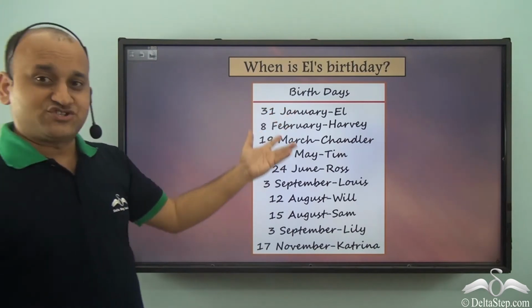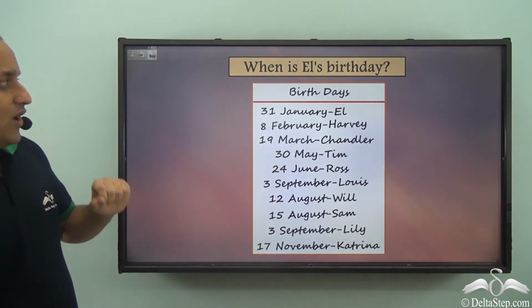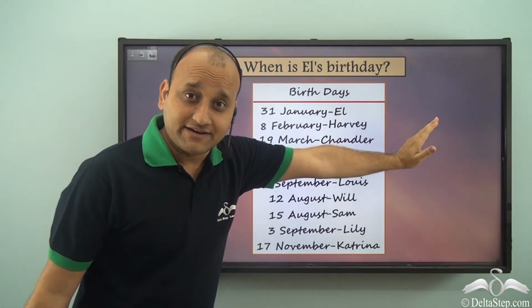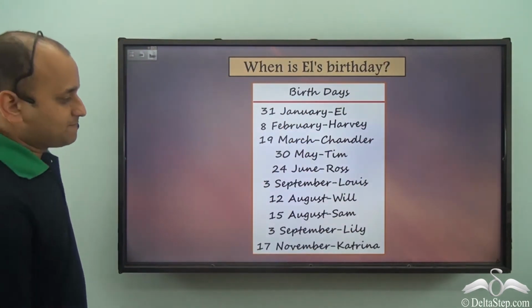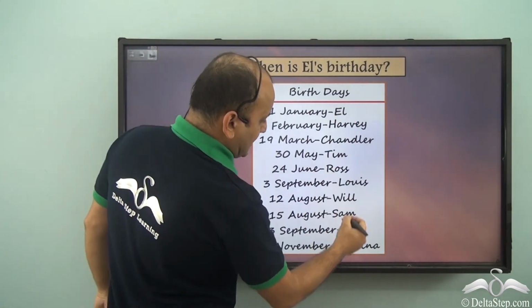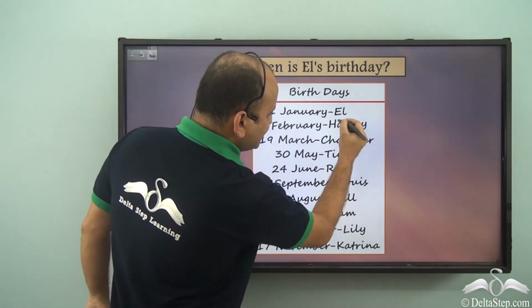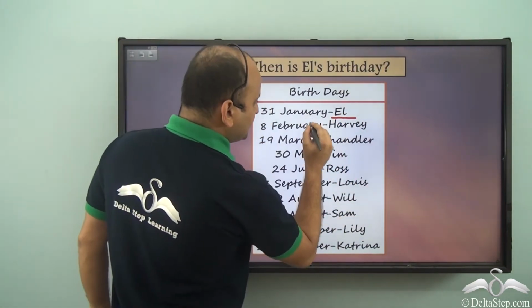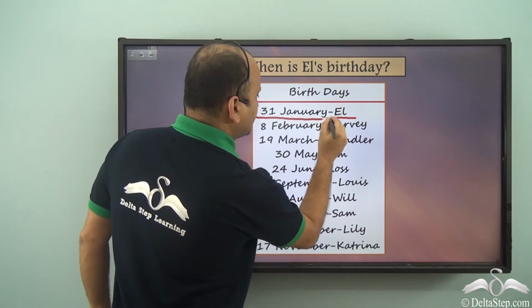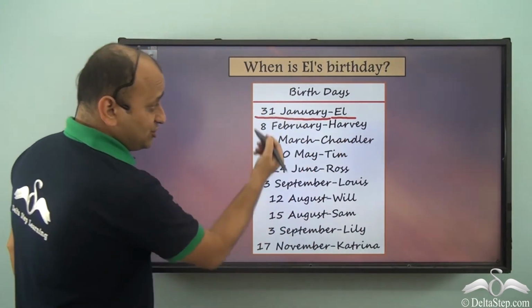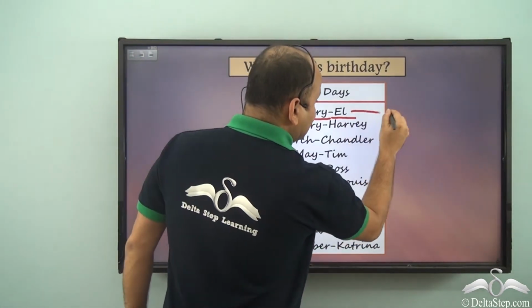So, you have a list of birthdays. Now, what if I say, when is L's birthday? Can you find it? Well, definitely you can. So, this is a list and these are the different names. Now, where is L in this list? He is here. And when is L's birthday? It's 31 January. So, from this list, you were able to find L's birthday.